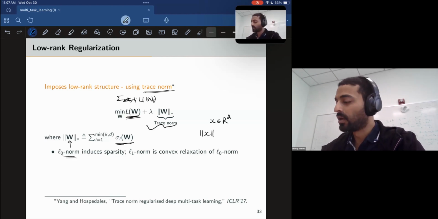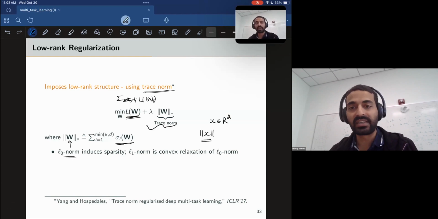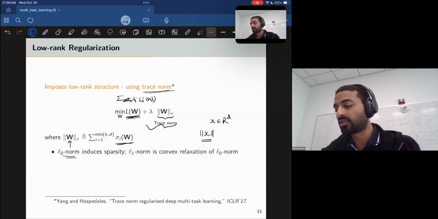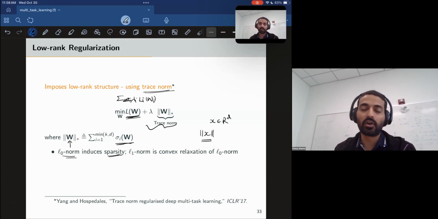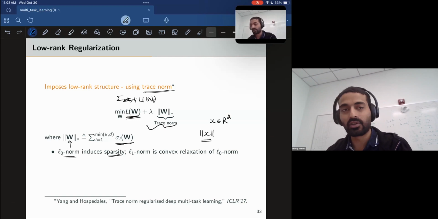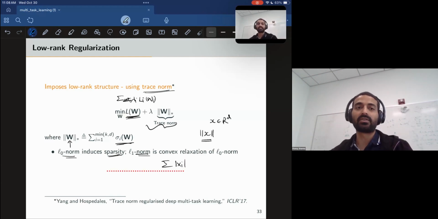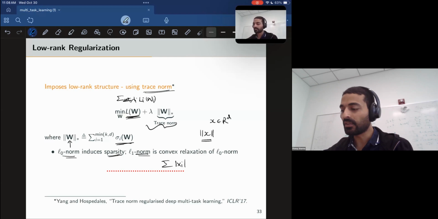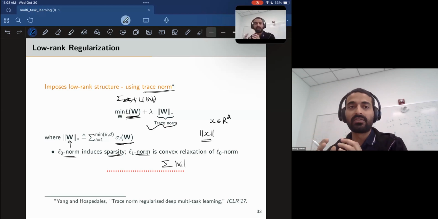L0 norm essentially gives you how many non-zero entries exist in this vector x, right? So L0 norm is the number of non-zero entries in x. Therefore, it exactly gives you the sparsity of the vector x. The number of non-zero entries of x is the sparsity of x. So L0 norm gives us that. On the other hand, L1 norm gives us the summation of absolute values of different entries of the vector x, right? So L0 norm gives the number of non-zero entries. L1 norm gives the summation of absolute values of different entries.